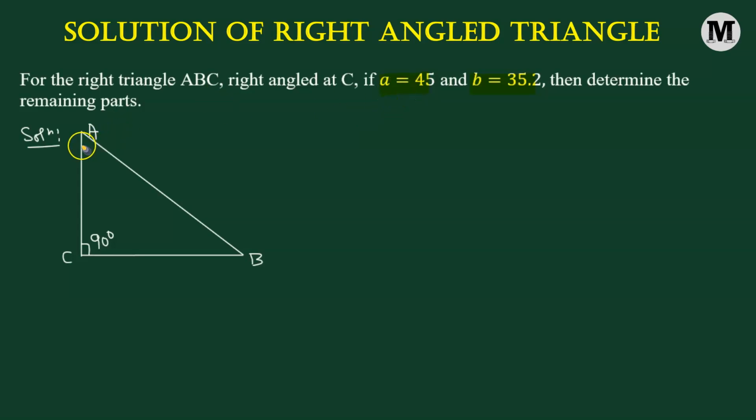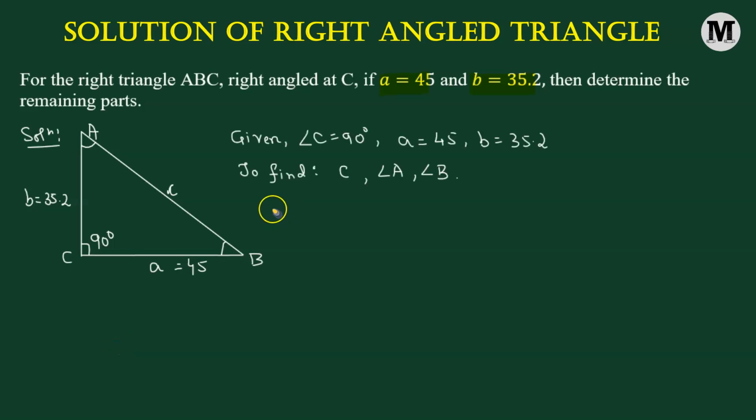Small a is the side that is opposite to the angle A, that means CB. CB is going to be a and it has a measure of 45 units. Then we have b equals 35.2. b is the side that is opposite to angle B, that means AC in our case here. So b is given as 35.2 units. Our goal will be to determine the remaining parts. That means we need to find the angle measure of A, the angle measure of B, as well as the length of the hypotenuse AB, which is denoted by c.